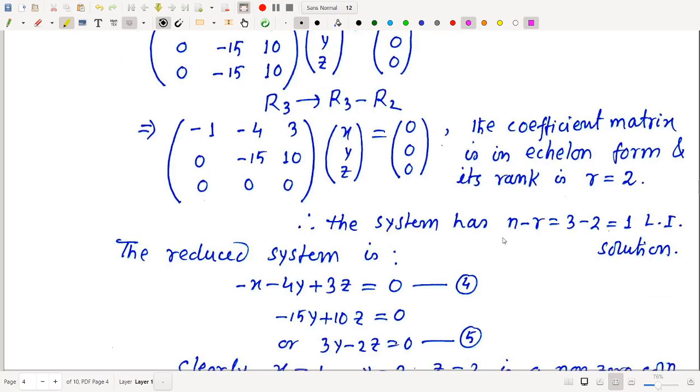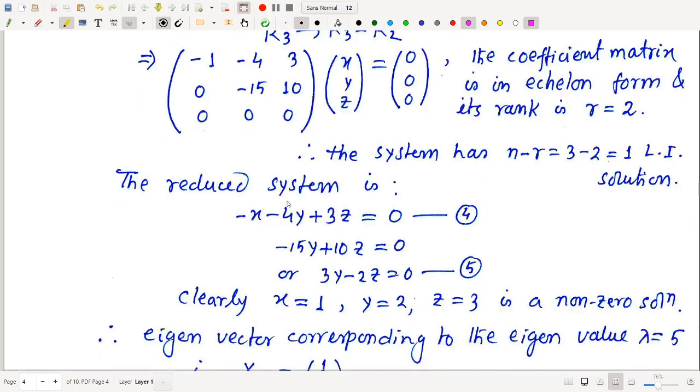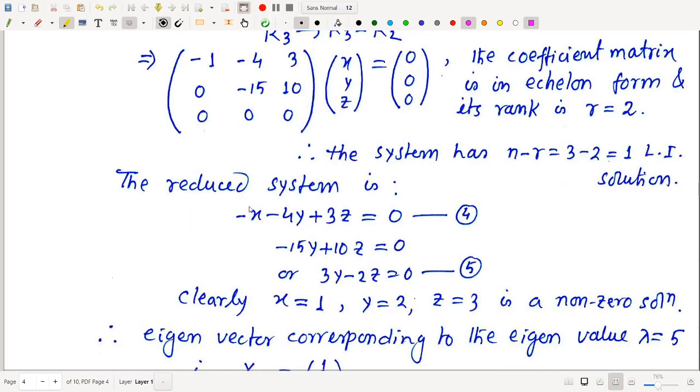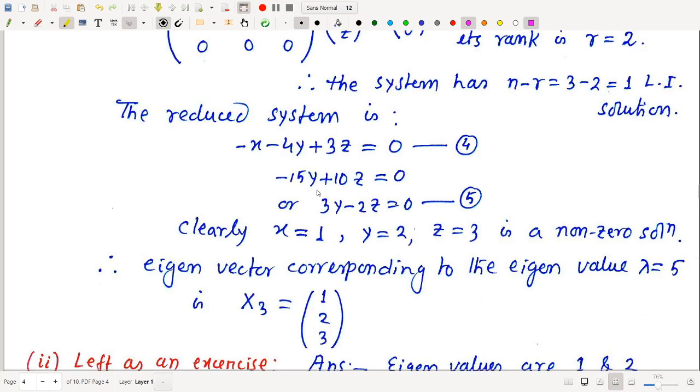Therefore, the system will have n minus r, 3 minus 2 equal to 1, meaning only one linearly independent solution, only one eigenvector we shall get here. The reduced system is: minus x minus 4y plus 3z equal to 0, and the second one is 0x minus 15y plus 10z equal to 0. Dividing by minus 5, this can be written as 3y minus 2z equal to 0.